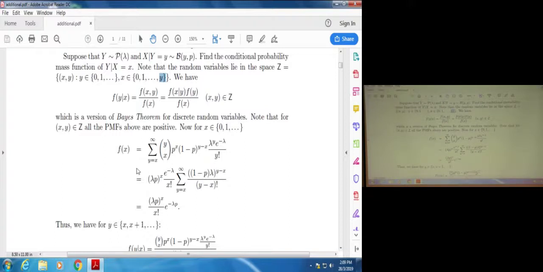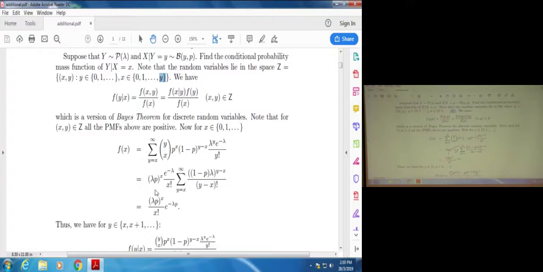Okay. What I've done here is I put the lambda inside here, and then I get an extra lambda here. So this is lambda p to the power x times the sum, y equals x to infinity. Then I cancel for the binomial coefficients, so I'm basically going to get 1 over y minus x factorial, and this x factorial is going to come outside.